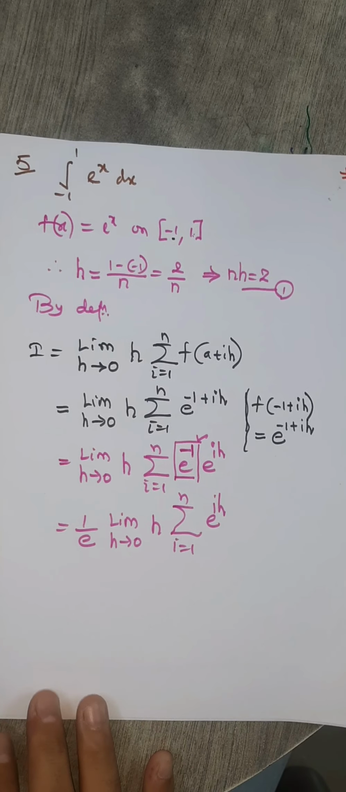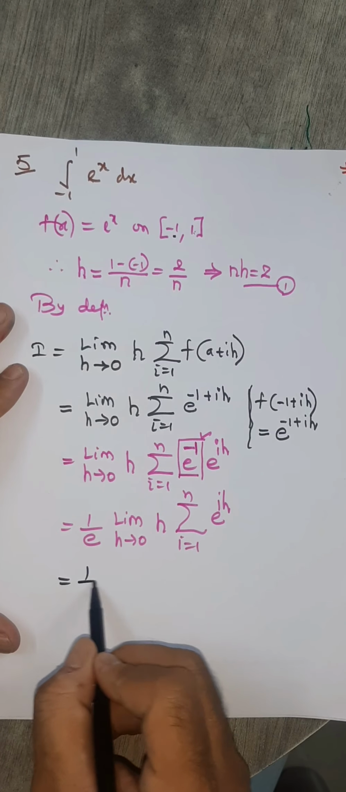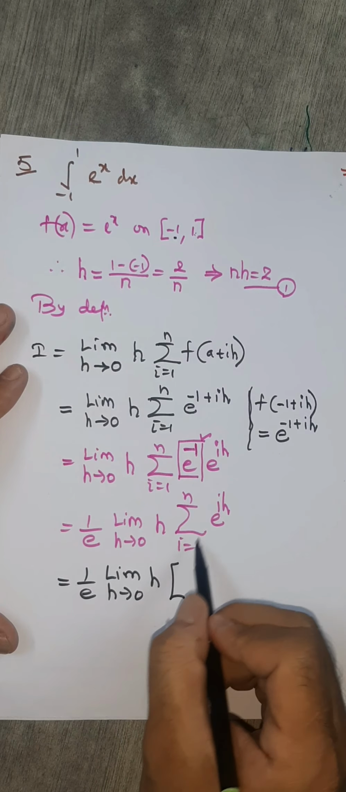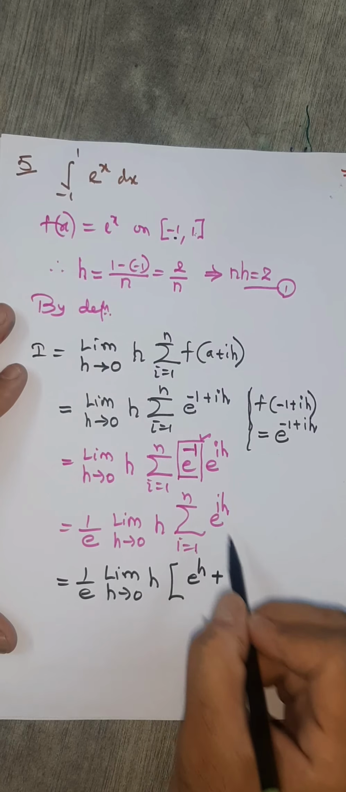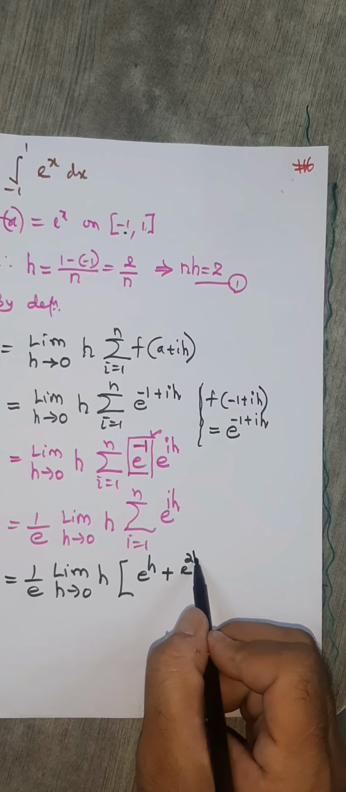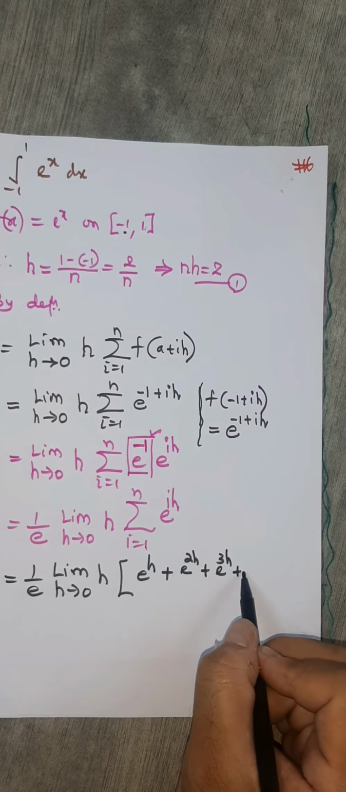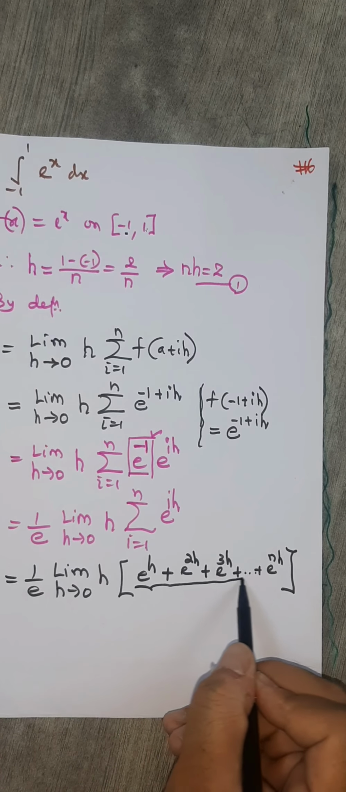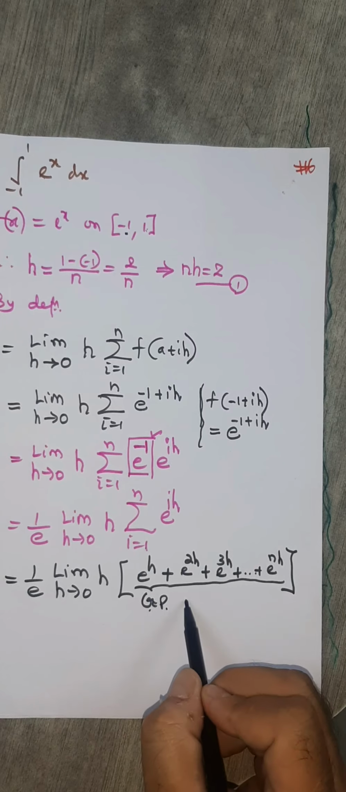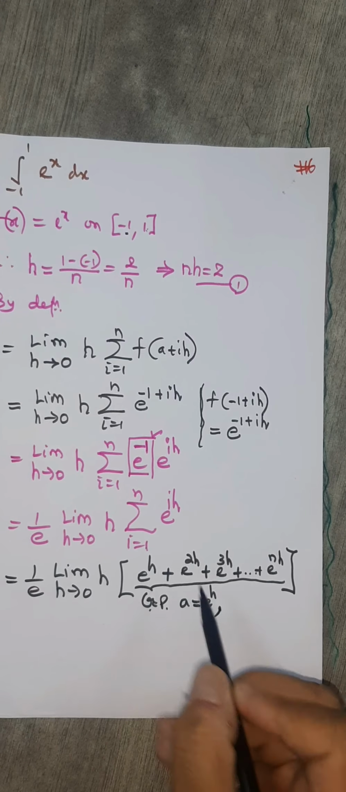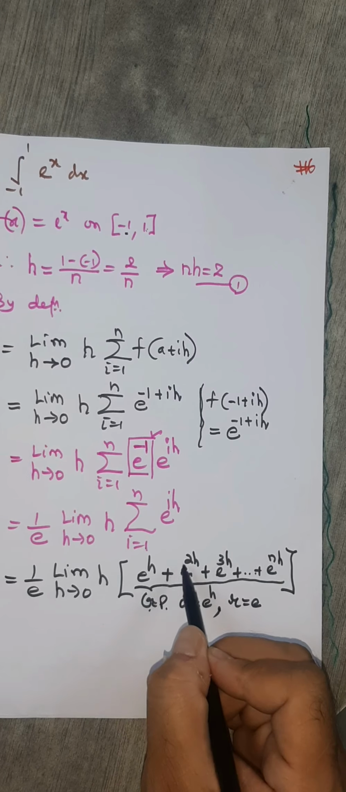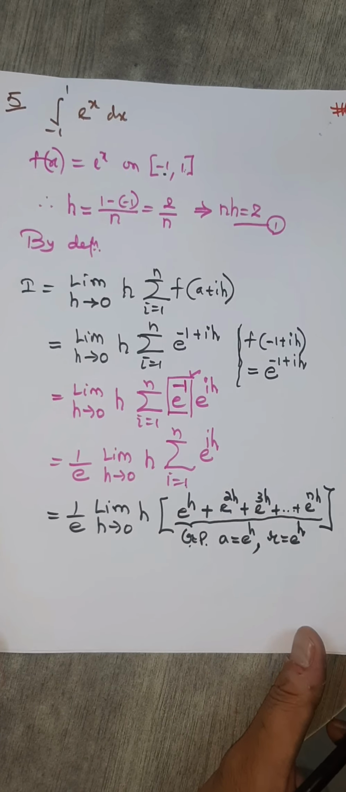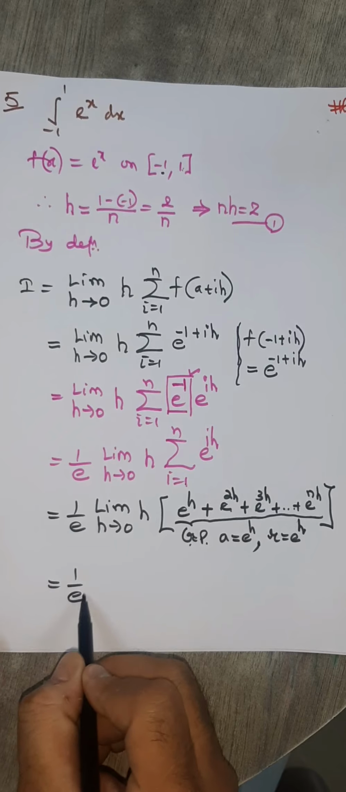Now if you just write one more step, you will realize that sigma is a geometric progression. Let me write that. If I drop the sigma notation, take i equals 1, e raised to h, put i equals 2, so e raised to 2h, put i equals 3, e raised to 3h, and e raised to nh. You can just recall this is a geometric progression where a is the first term, e raised to h, and common ratio is this upon this, which is also e raised to h. So I'll use that Sn formula for a geometric progression. 1 upon e right now as it is.